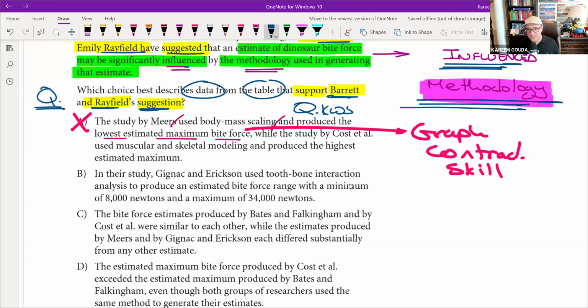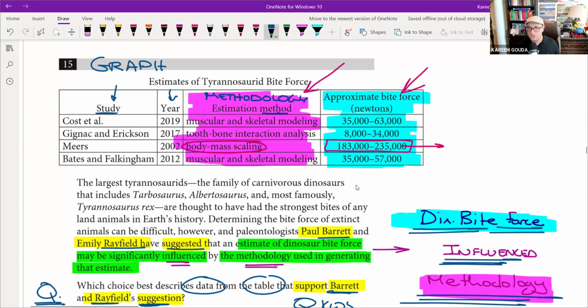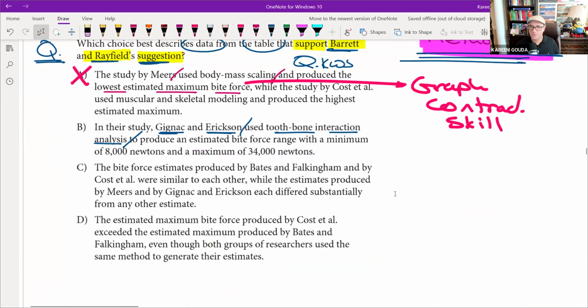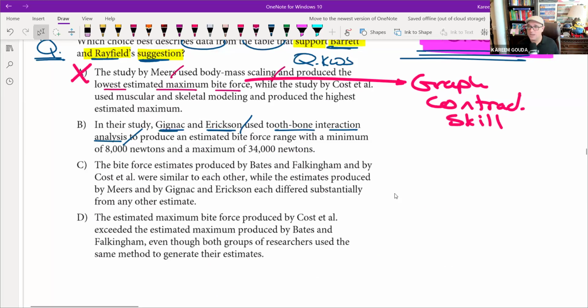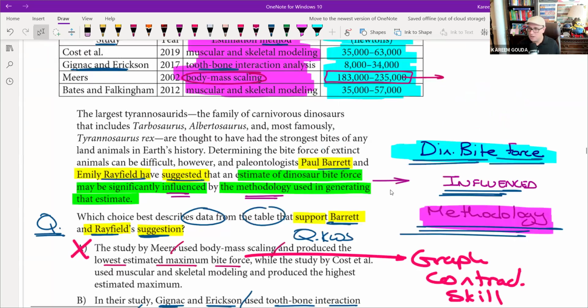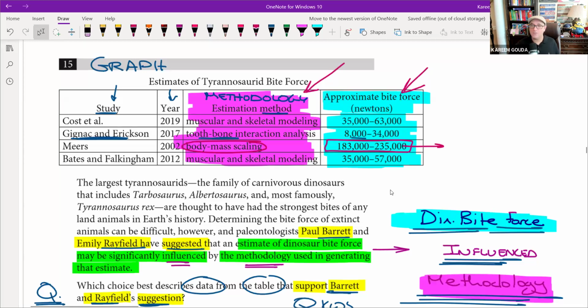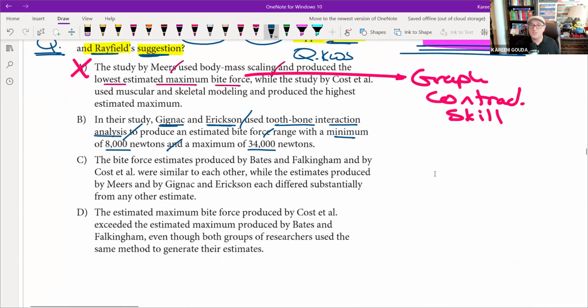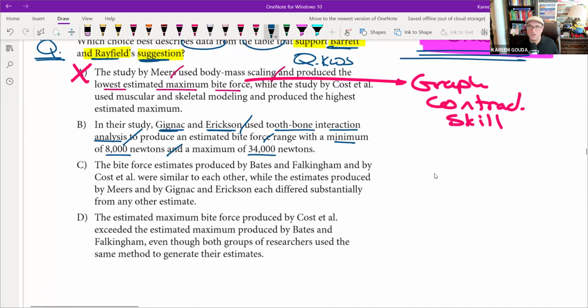B, let's move on. In their study, Guignac, I hope that's how they pronounce it, and Erickson used tooth bone interaction analysis. Okay, Guignac and Erickson, tooth bone. So here's Guignac and Erickson, tooth bone. All right, that is right. To produce an estimated bite force range within a minimum of 8,000 newtons and a maximum of 34,000, 8,000 to 34,000. Okay, so the information right here is correct. But answer B is actually wrong. Why is it wrong? I'm not going to tell you now. Let's wait a bit, okay? You guys are going to tell me in just a moment.